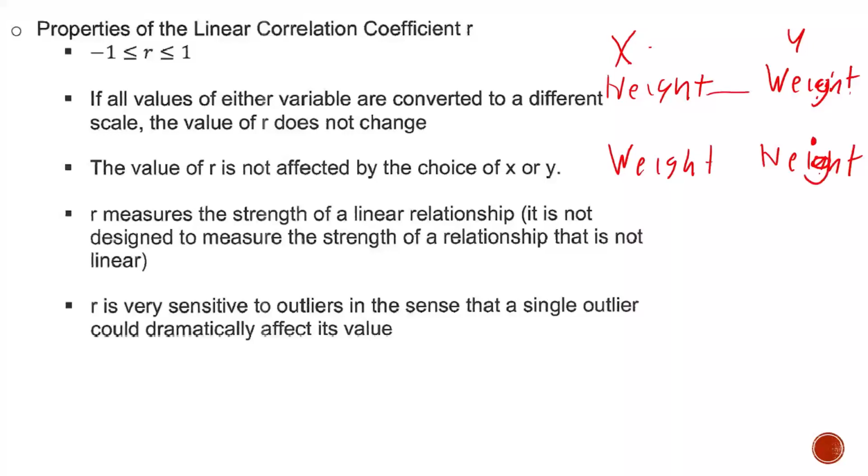Either way, I'm going to have the same value of R, right? Which makes sense. It should be, because R measures how correlated, in a linear fashion, these two variables are. It shouldn't matter which one we examine first to determine that. Do we all agree?